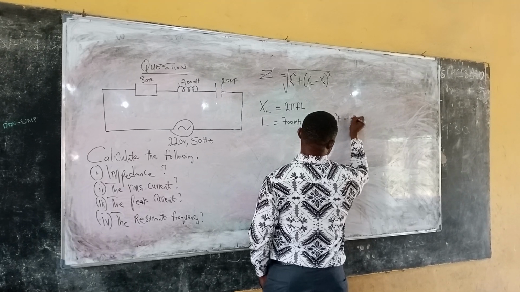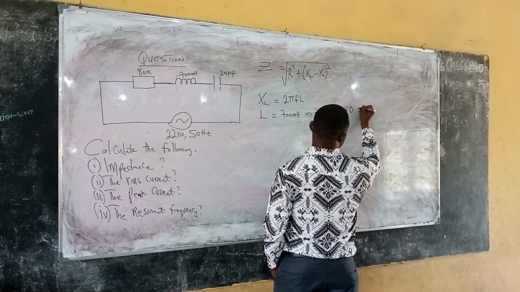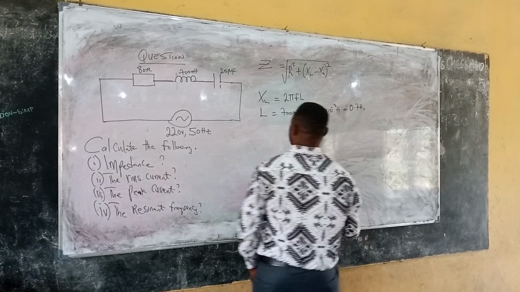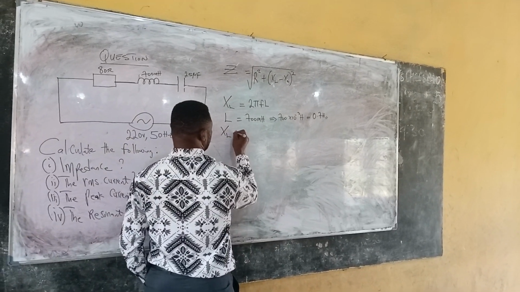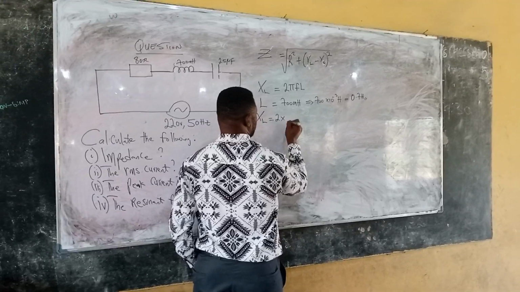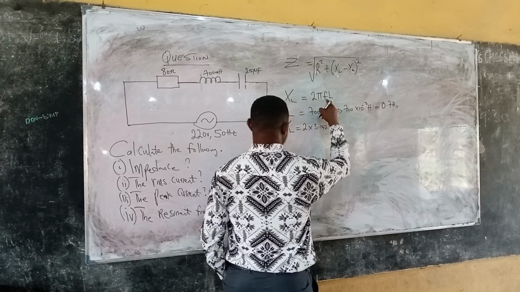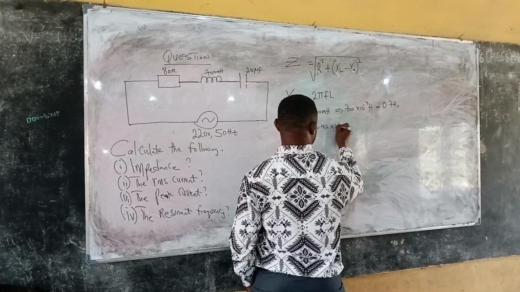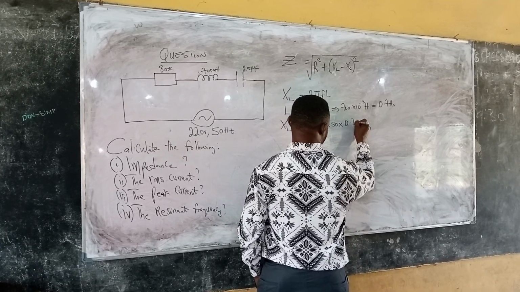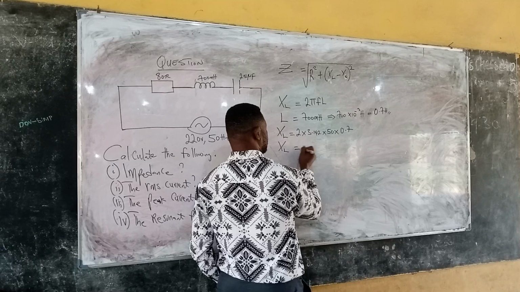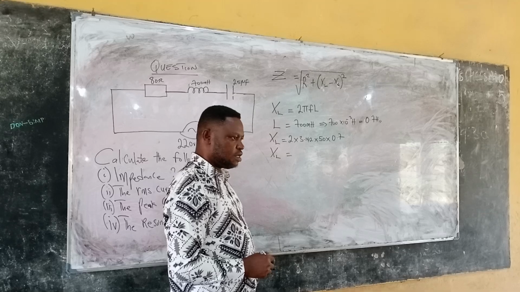700 divided by 1000 is 0.7 Henry. So let's get the inductive reactance. Our XL will be given as 2 times pi, 3.142, times the frequency, 50, multiplied by the inductance, which is now 0.7. Please, can someone multiply this and give me the answer? 219.94. Someone should confirm that.